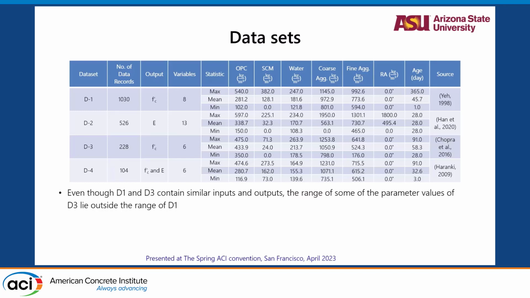And then I have another data set of 104. Again, you see the shrinking amount of data as we go from 1 to 4, with prediction of both strength and elastic modulus with 6 variables. Now, D1 and D3 contain similar inputs and outputs. The range of some of those in D3 lies outside the range of those in D1.